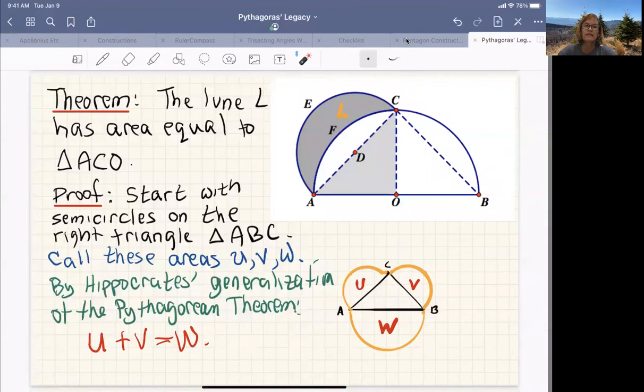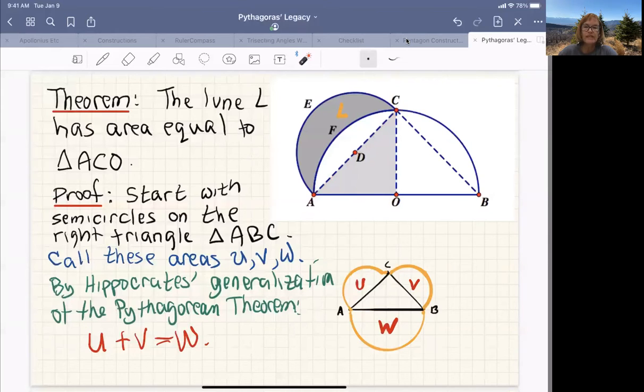Here is the theorem. The lune L has area equal to triangle ACO. So it's the triangle that we previously colored in green. So here is our proof.